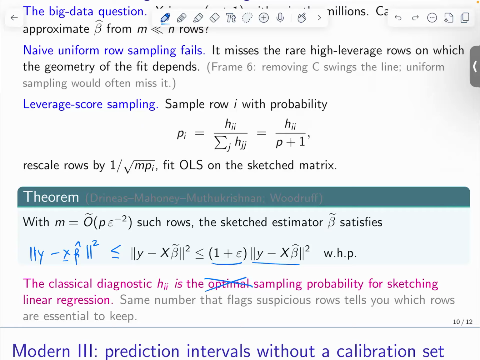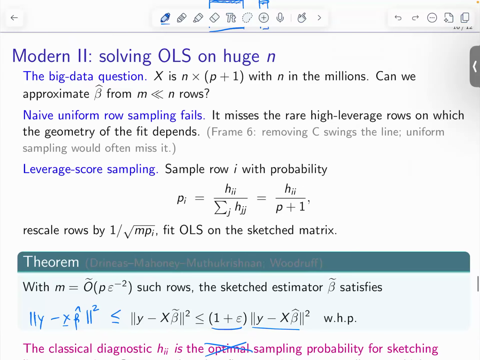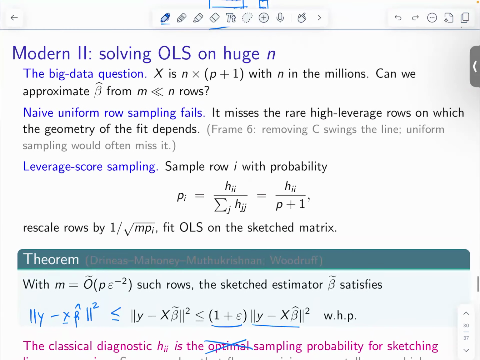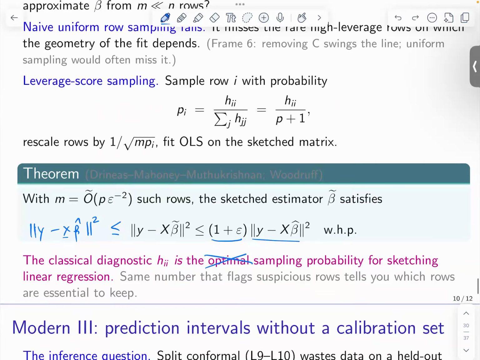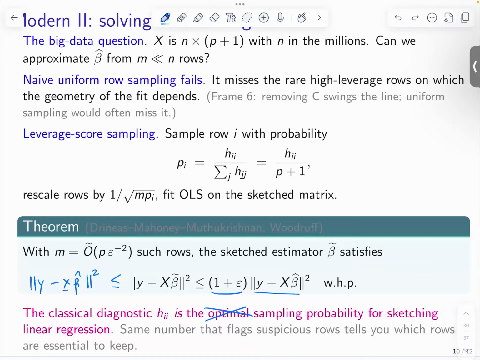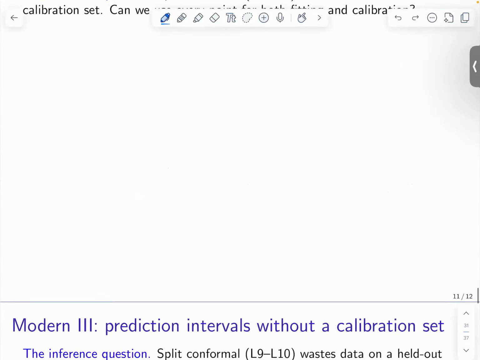So this idea is very useful, especially if you do kernel methods, which I don't know if we will have time to discuss. That's another case where it's hard to implement, for example, kernel ridge regression, and people do sketching.